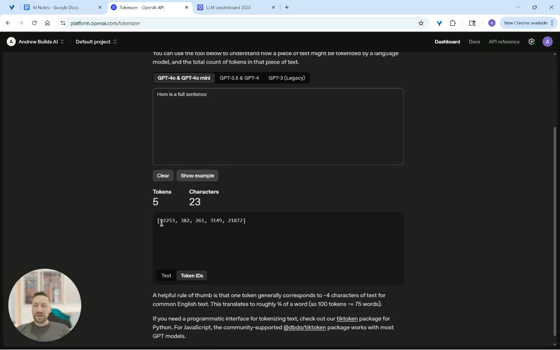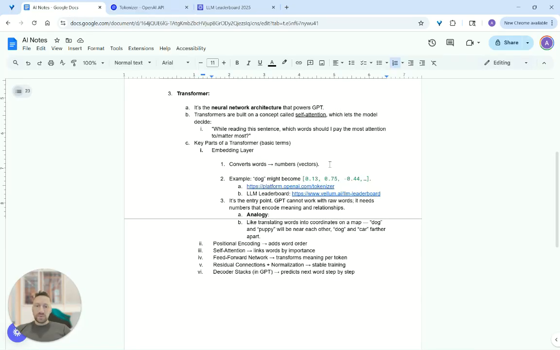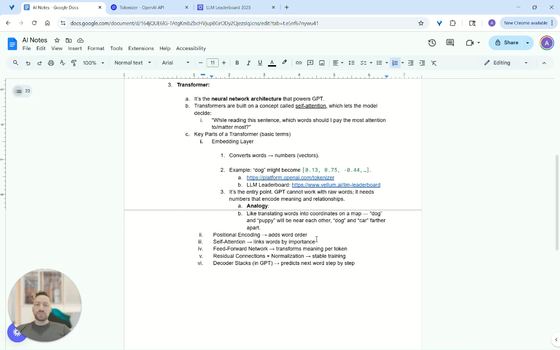So this is what I was talking about. It's actually converting each of these tokens into these IDs. So it goes into these numbers, these vectors. That's what's actually happening behind the scenes, okay? So this is kind of like the entry point, because it's not necessarily working with just the words or characters. It's actually working with these vector numbers, okay?